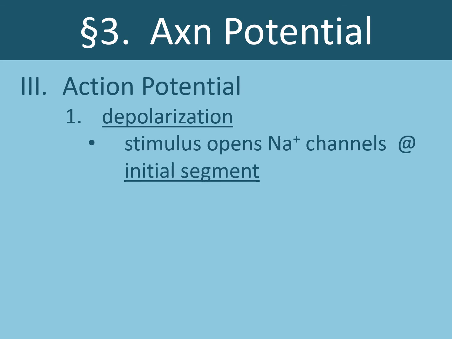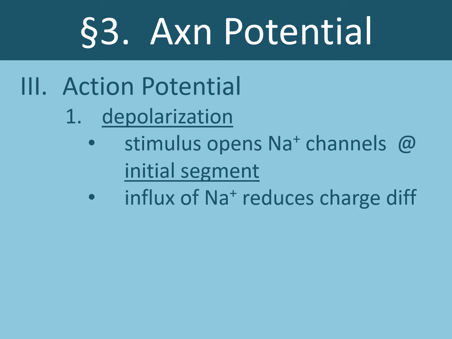Remember that the inside of a resting cell is negatively charged, about negative 70 millivolts. Some stimulus is going to open some sodium channels at the initial segment of a neuron. Remember, the initial segment was the area of the axon hillock where an action potential begins. So this sodium is going to rush into the cell, and it's going to reduce the difference in charge between the inside and the outside of the cell.